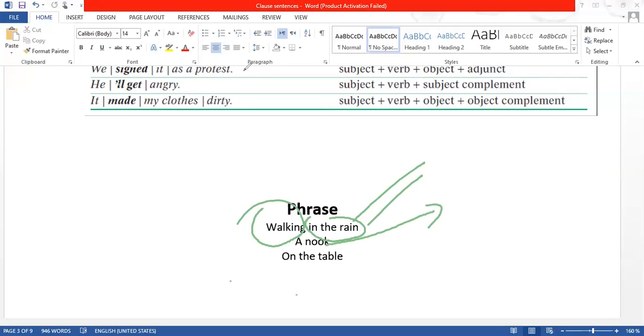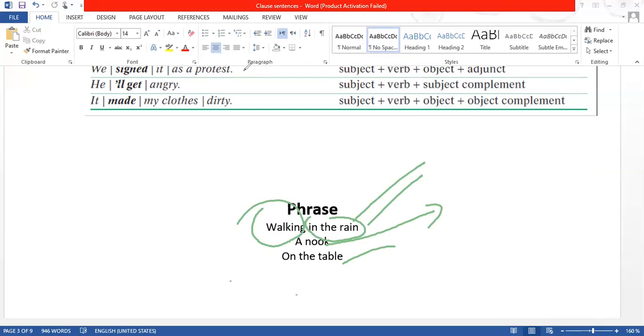On the table, see, on the table, it starts with the preposition, so it is a prepositional phrase. We'll be doing in detail what different phrases are. But for now, what you need to know is to understand what is phrase and what is clause.